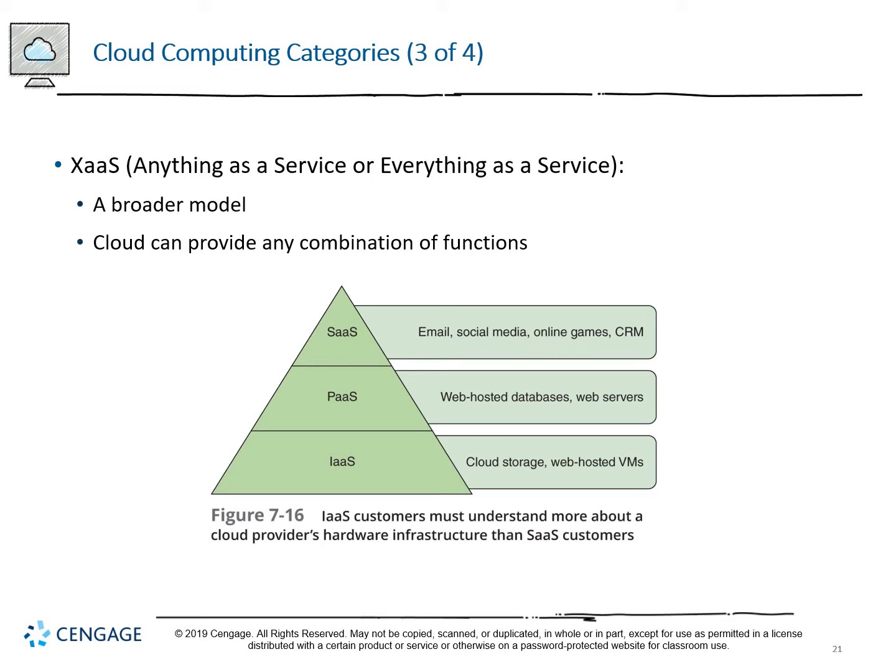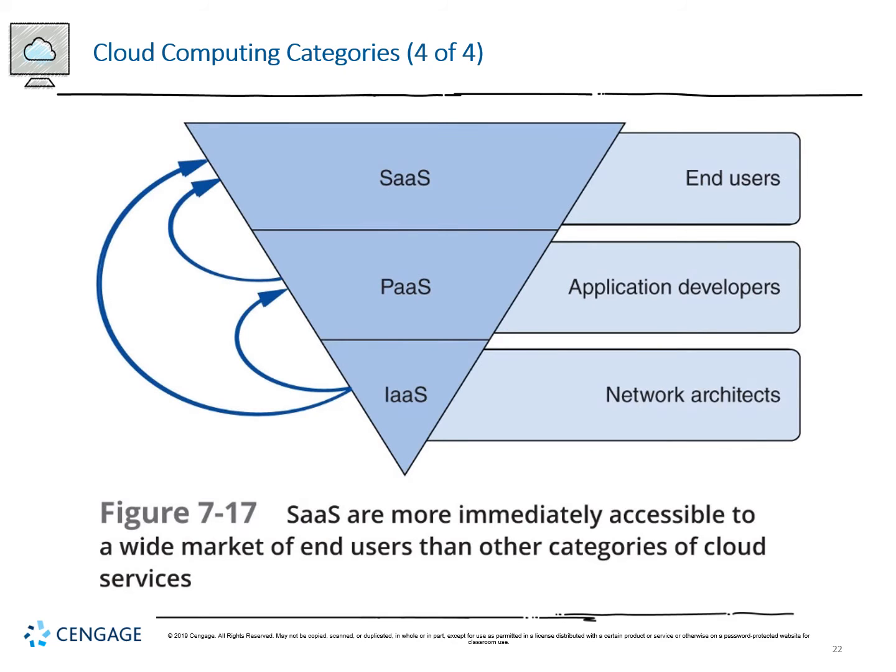The cloud can provide any combination of IaaS, PaaS or SaaS systems. So we see SaaS can be used to manage email, social media, online games, and customer retention or resource management. PaaS can give us our web-hosted databases and servers, and IaaS can give us some storage as well as VMs. Now we can see here that the categories kind of get inverted here in terms of the topography. We can see that SaaS is immediately accessible to end users, whereas PaaS is mostly for application developers. And then IaaS, of course, is more so for network architects.